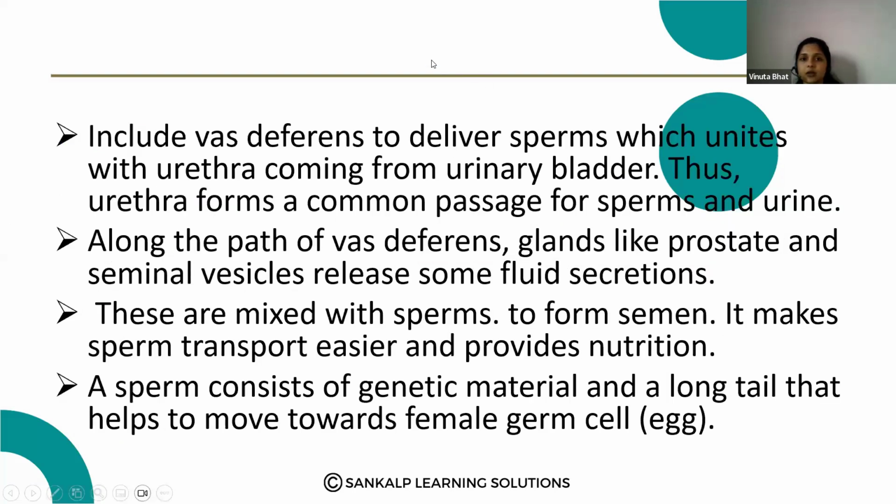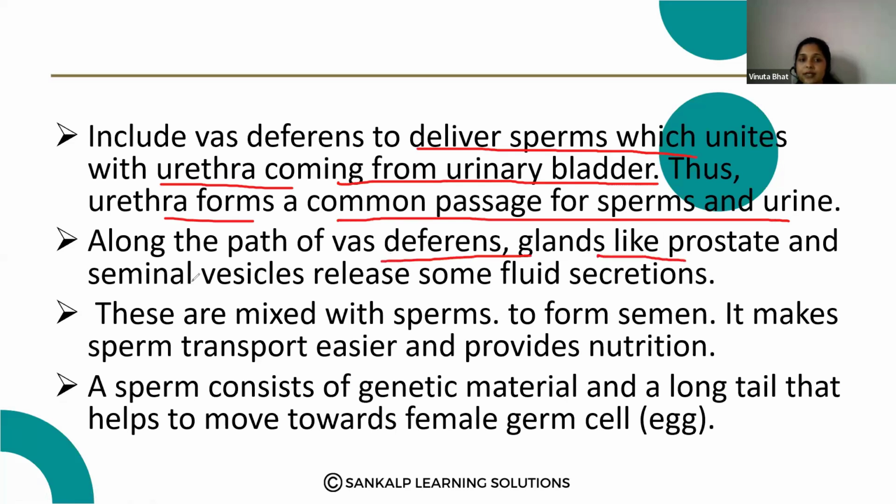Next, it also includes the vas deferens to deliver the sperms, which unites with the urethra coming from the urinary bladder. So the urethra forms the common passage for sperms and urine. And along with the vas deferens, glands like the prostate and seminal vesicles release some fluid secretion. The vas deferens carry the sperms to the urethra, the common passage for sperms and urine, and along this path, glands like the prostate gland and seminal vesicles release some secretions.